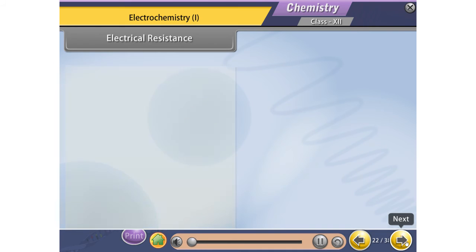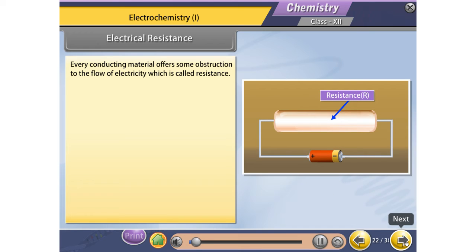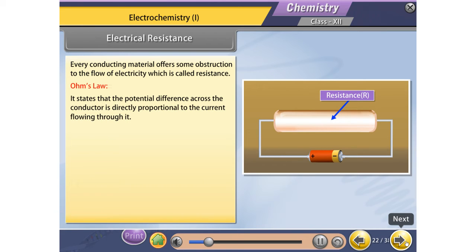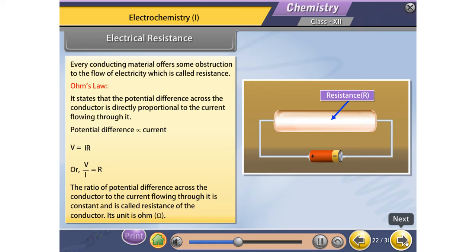Electrical resistance. Every conducting material offers some obstruction to the flow of electricity, which is called resistance. Ohm's law states that the potential difference across the conductor is directly proportional to the current flowing through it. V = IR, or V/I = R. The ratio of potential difference across the conductor to the current flowing through it is constant and is called the resistance of the conductor. Its unit is ohm.